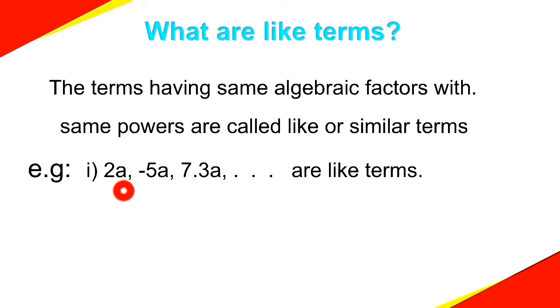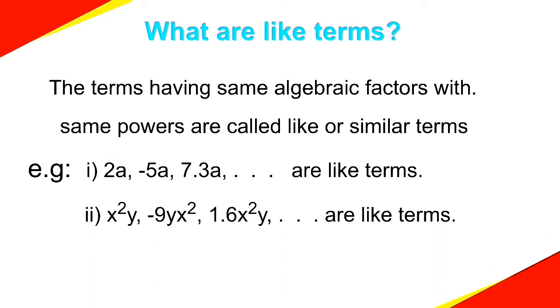2a is a term, minus 5a is a term, 7.3a is a term. Now in these three terms, what is the common factor we can find? Right, the common factor is a. And you can see the power of a is 1. So we can say that 2a, minus 5a, 7.3a are like terms. Here no need to think about the coefficient of the variable.